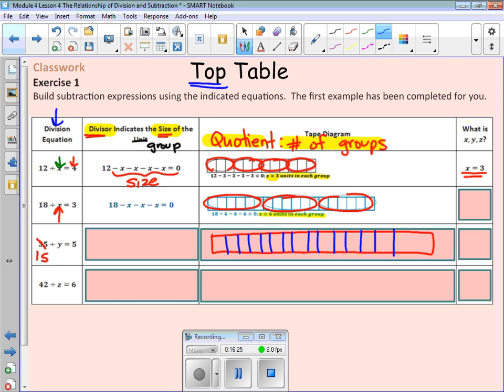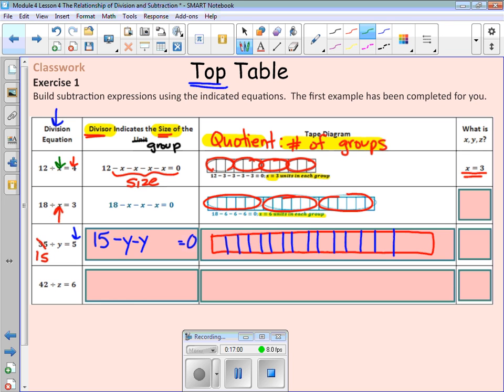Okay, hopefully you did a better job than I did. Now I know that my divisor is telling me the size of the group. Do I know the size of the group? No, so it's 15 minus y, and I had to keep going until I get 0. But I don't know how many to write yet. So if y is telling me the size of the group, my quotient is telling me the number of groups. So the 5 is telling me I need 5 groups.